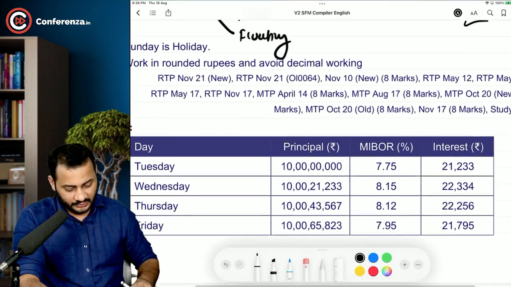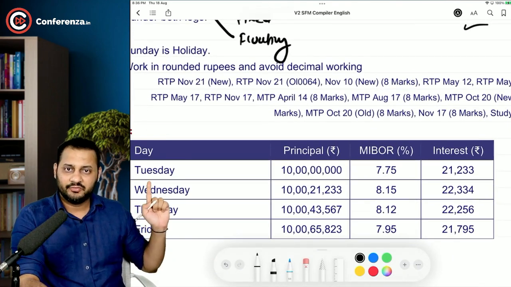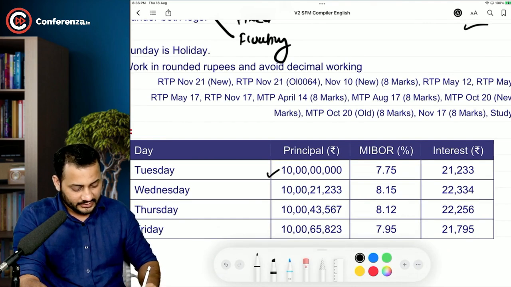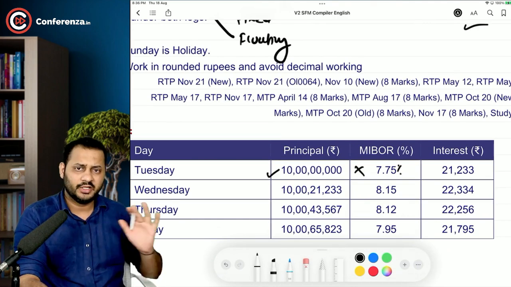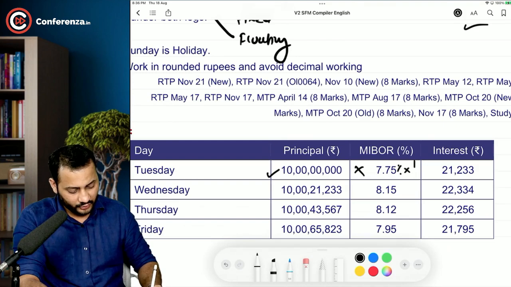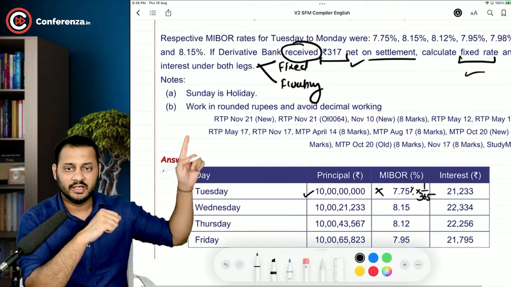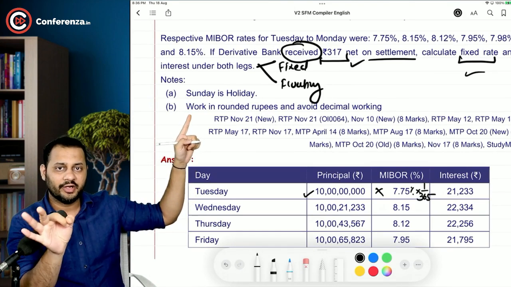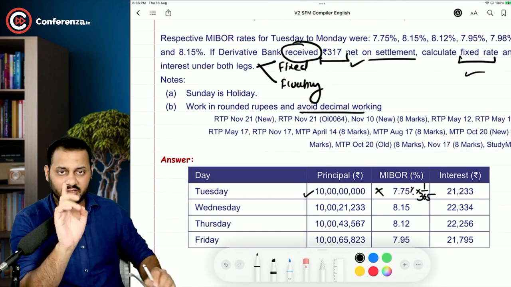Have a look. We have created a table. We'll start with Tuesday. 10 crore is the principal amount at 7.75%. Just multiply 7.75% into 1 divided by 365. Round it off to the nearest rupee. Sunday is a holiday. Work in rounded rupees and avoid decimal working. So don't write anything in decimal.